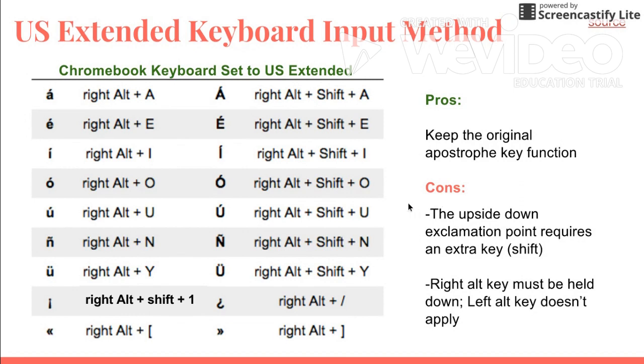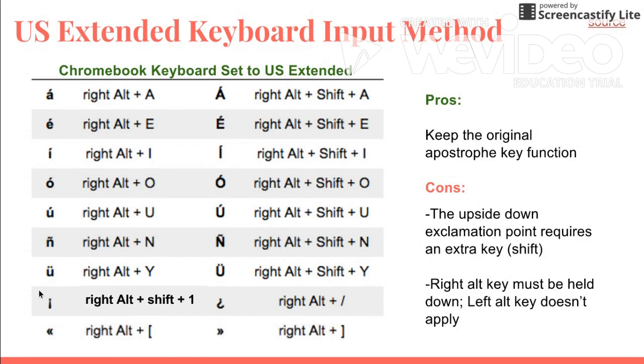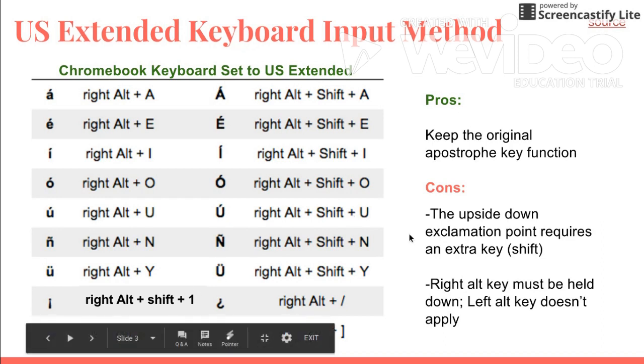Some of the cons that I've noticed as I was experimenting with this keyboard input method was that the upside down exclamation mark, which might be used in maybe narrative writing if somebody is yelling or excited about something, in that dialogue, the right Alt and the one does not work. That actually creates, it looks like to me, an exponent with number one. But to create that upside down exclamation point, all you have to do is click that right Alt key, the Shift button, and the number one, and that will create that. So I've made that change on this chart for you.